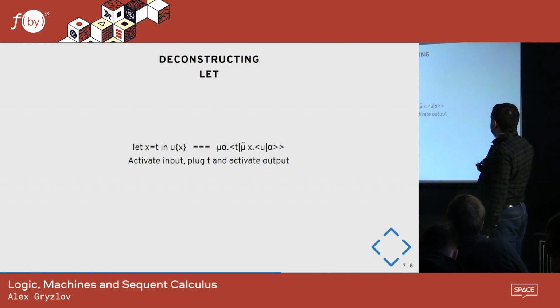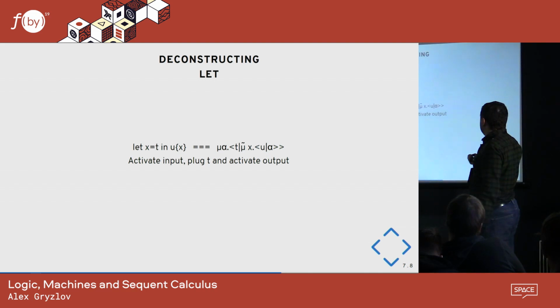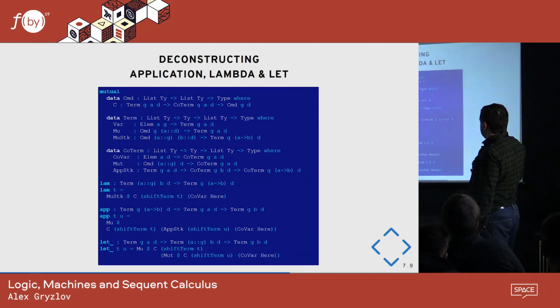Similarly, you can deconstruct let bindings. A let binding is just a computation that activates some kind of input. Then you just put this t from the let binding. So if you have, for example, let x equals t in some u that contains x, this means that you take u and activate the term. It would expect you to plug something into it, and you just plug t. And then you continue with this alpha continuation. So this is how you would write this, for example. This is the same thing in the Idris code.